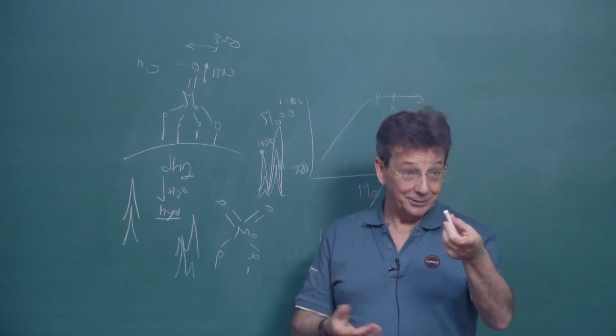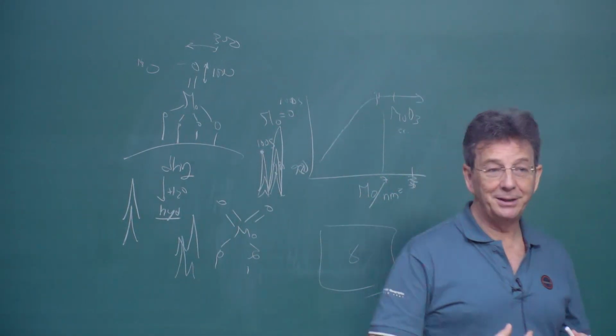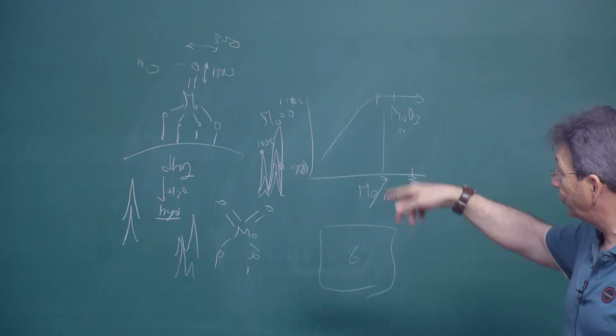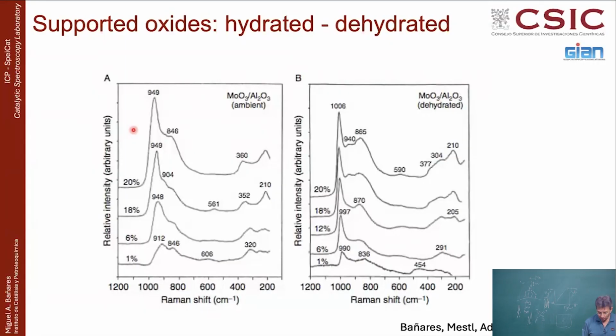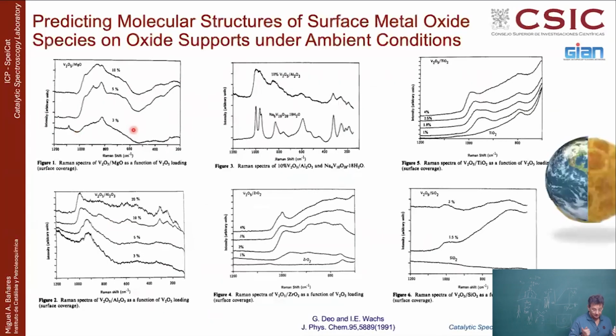So the question is very important. It really helps discriminating many things. But in the case of a monooxo, you won't have that difference.